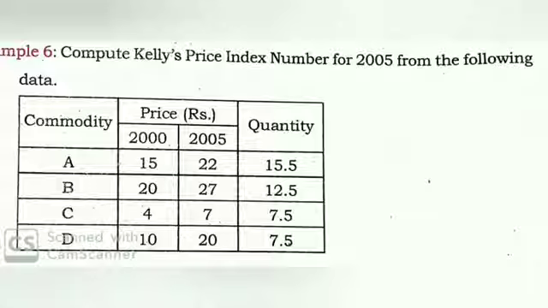Compute Kelly's price index number for 2005 for the following data: commodities A, B, C, D, and prices P0 is 2000, and 2005 will be our current year price, that is P1, and quantity is given. It is not of base year and also of current year, isn't it? So Kelly's price index number is also called the fixed weight index number, isn't it? So let's start solving the problem now.